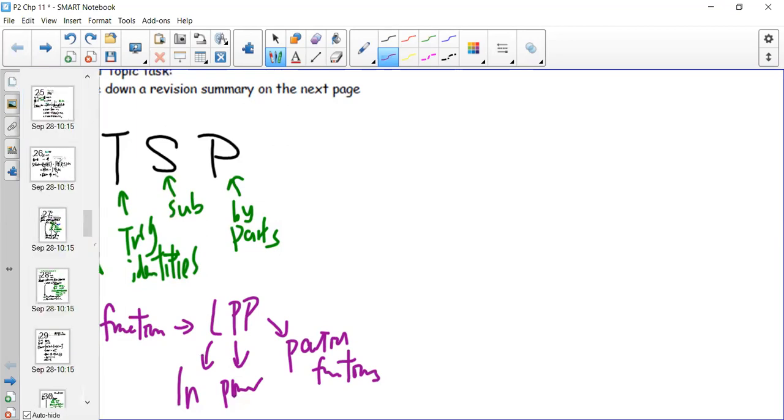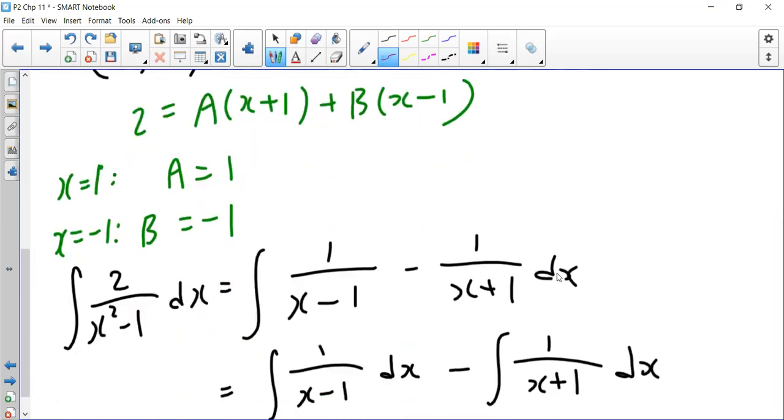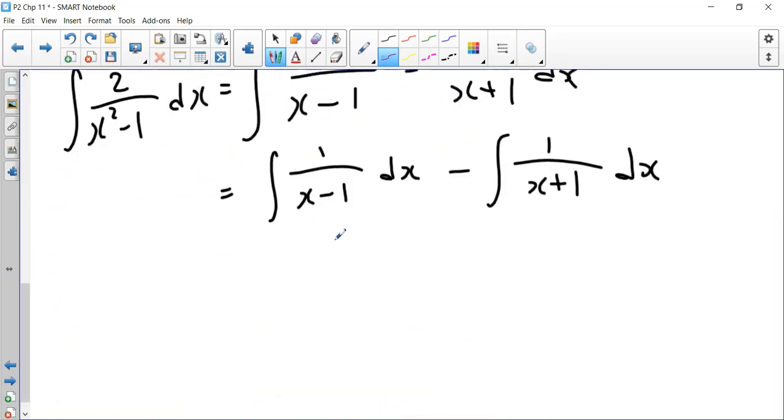So let's have a look again at the question we were just looking at. If we have to use reverse chain rule, this is a fraction, so we should be thinking about ln.